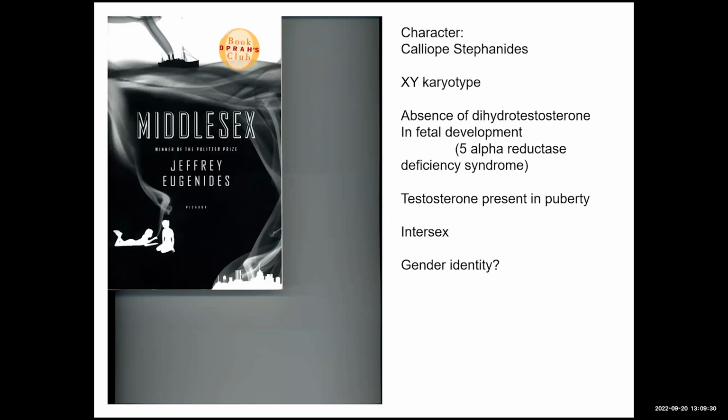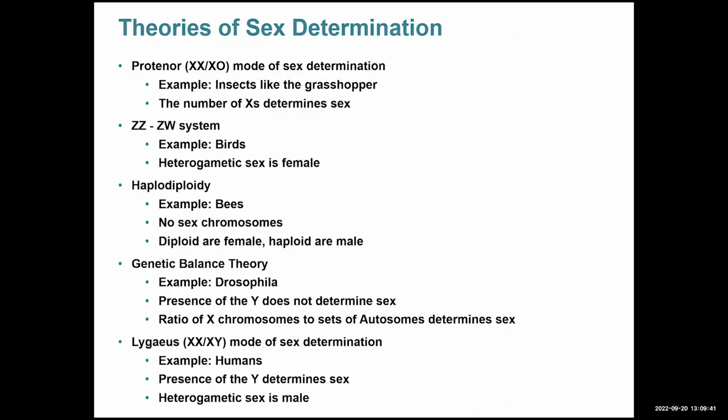This makes it very difficult to talk about certain things like what is gender, or how does intersex work, or should we provide things like testosterone during puberty? There isn't a simple answer. So the key today for sex determination is this. You should know each of these types of sex determination theories.